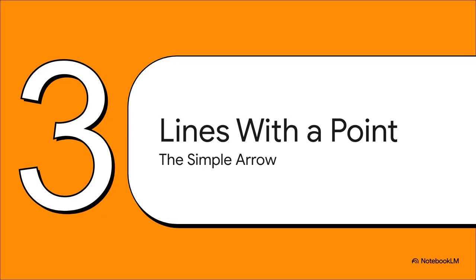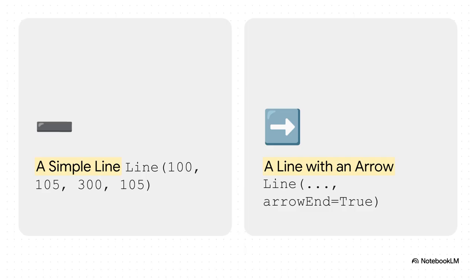Okay, now that we've totally conquered the mighty arc, let's check out its cousin, the arrow. And I think you're going to love this because after wrestling with angles and sweeps, the arrow is, well, wonderfully simple. Just look at this comparison. On the left, we have a standard boring line. On the right, a line with an arrow. Now look at the code. It's almost identical. The only difference is one little keyword, arrow end true. That's it. An arrow is just a regular line with a special property tacked on.